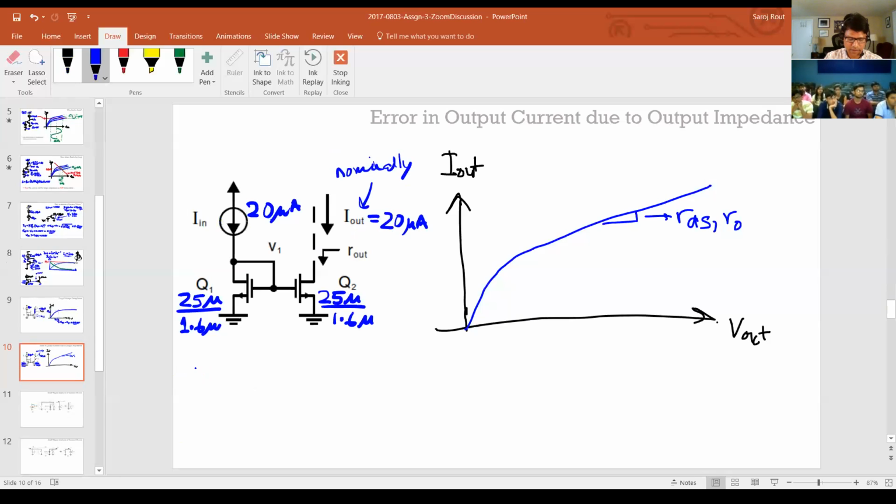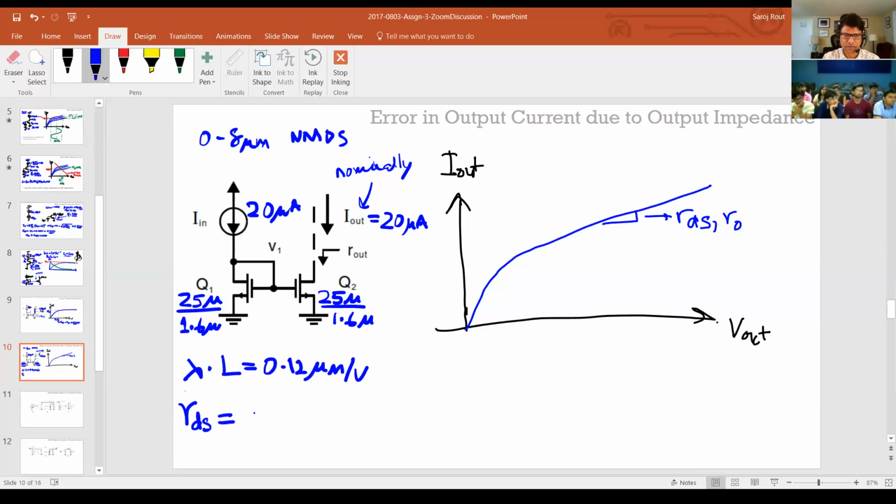So for this, I think we're using a 0.8 micron technology. So this is the NMOS. And if I look at the table, the lambda by L is 0.12. So lambda times L is 0.12 micrometer per volt. And I think you're all familiar with this equation now.